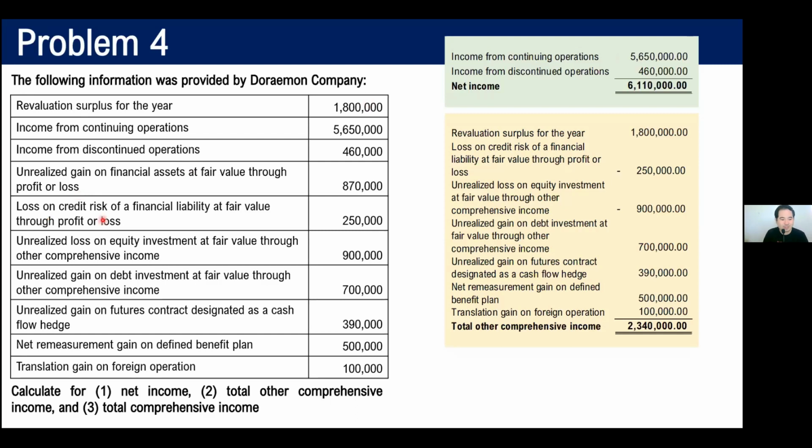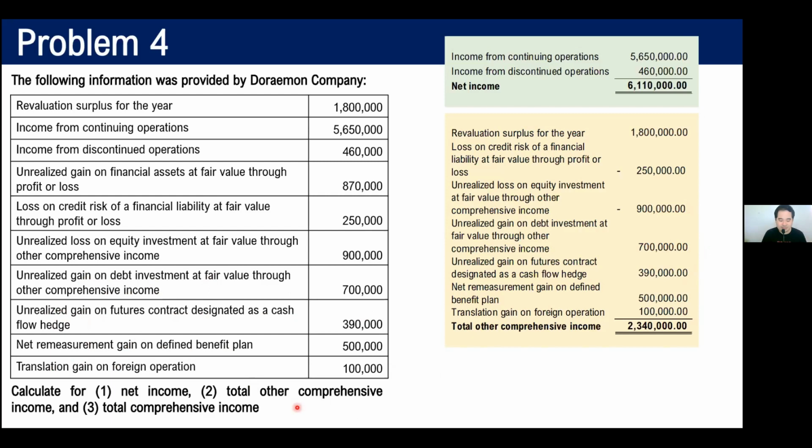Okay? Loss on credit risk of a financial liability at fair value through PL, kasama po yan. Loss kaya pa minus ha, wag malilito sa ganun. Unrealized loss on equity investments at FVOCI, syempre. Loss, negative 900,000. Debt investments at fair value through OCI, pero gain, so syempre pa-add 700,000. Unrealized gain on futures contract designated as a cash flow hedge, so add din po natin yon. Remeasurement gain on defined benefit plan, gain po, add natin. And translation gain on foreign operation, add din po natin. Wag mo munang i-add sa net income, ang tinatanong pa lang sa inyo, TOCI.